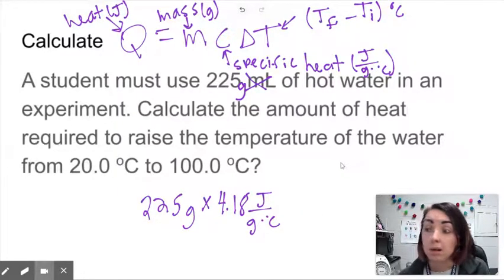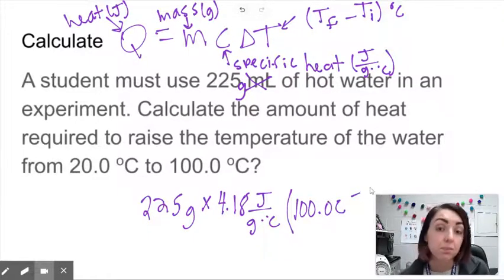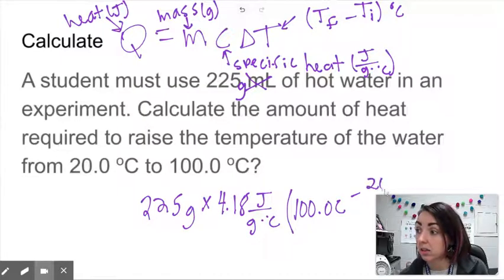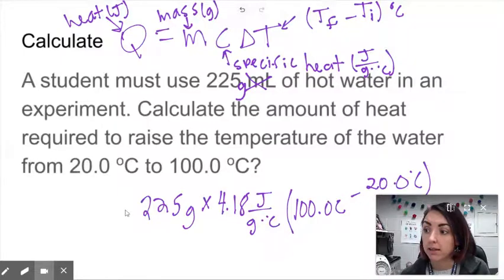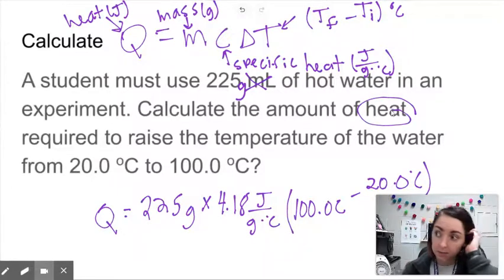And we're calculating the amount of heat required to raise the temperature of the water from 20 degrees Celsius to 100 degrees Celsius. So remember, I do T final minus T initial. So T final is 100.0 degrees Celsius minus T initial is 20.0 degrees Celsius. And that equals Q, which is what I'm solving for. It says calculate the amount of heat required. So I'm solving for Q.